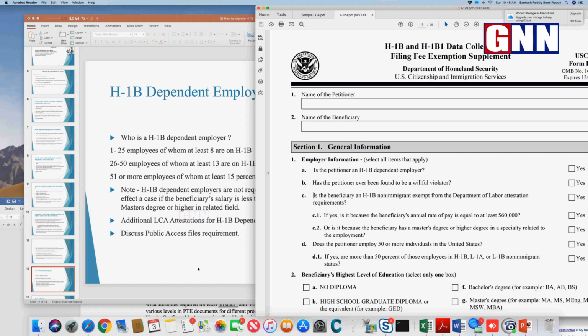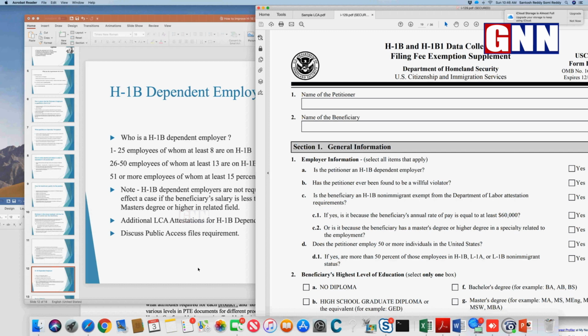And also do not mix the HR file with the public access file, because the DOL officer has nothing to do with the HR file. But if they see something in the HR file that's incriminating, it could lead to further investigation. So it's always better that we keep the public access file completely separate from the HR file.